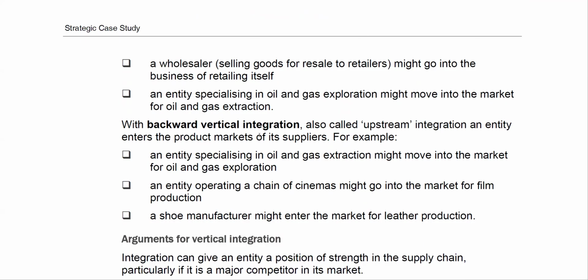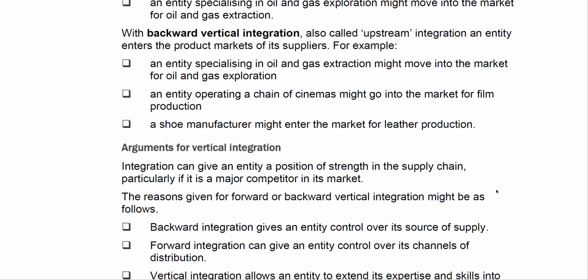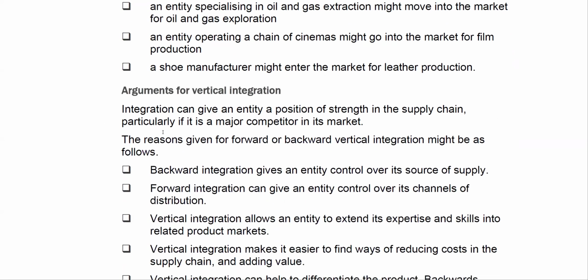Then we have backward integration or backward vertical integration, also called upstream integration. An entity enters into the product market of its suppliers. For example, an entity specializing in oil and gas extraction might move into the market for oil and gas exploration. An entity operating a chain of cinemas might go into the market for film production. A shoe manufacturer might enter the market for leather production. So you are going back in the supply chain.